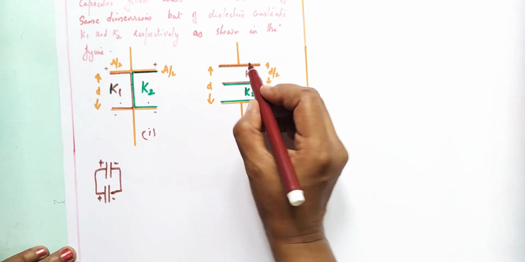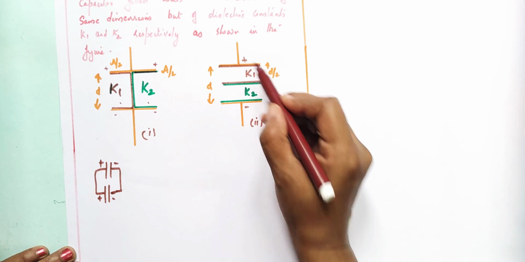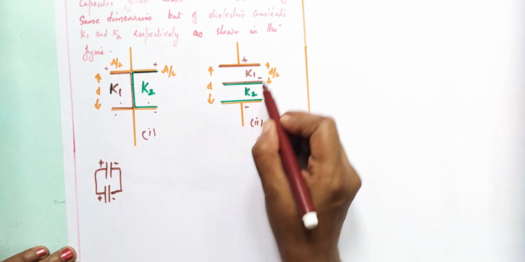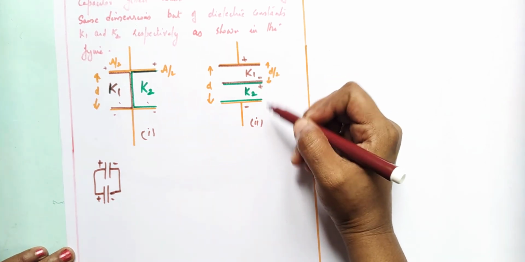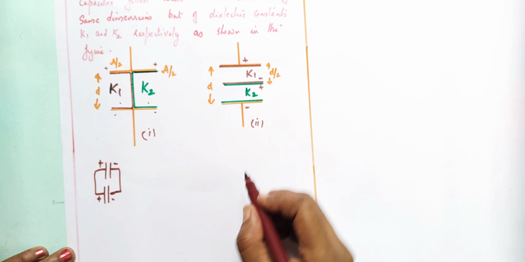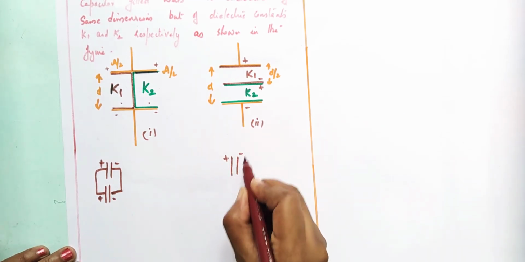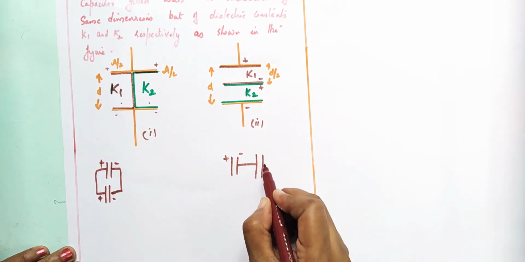Here in this case, this is positive, this is negative. Since this is positive and the separation divides, it induces a negative charge here. This induces a positive charge here. So how many capacitors are here? Here also two capacitors are connected, and they are connected in series, because positive, negative, again positive, negative.